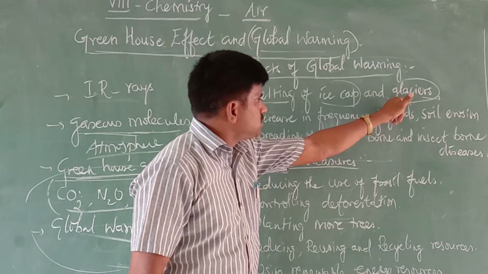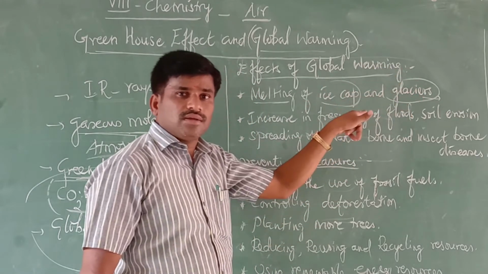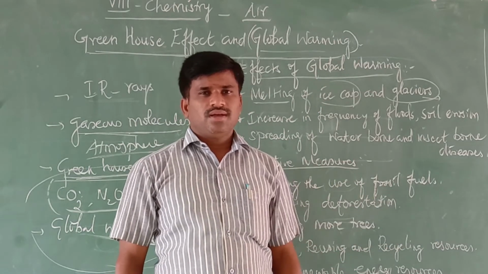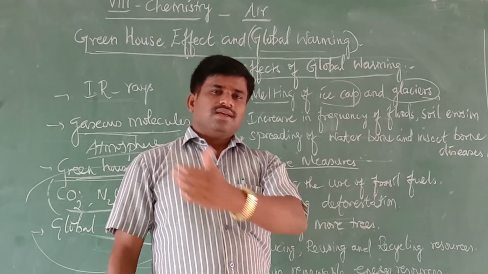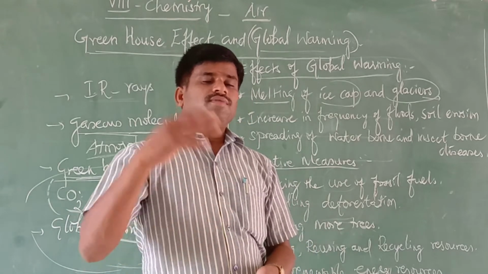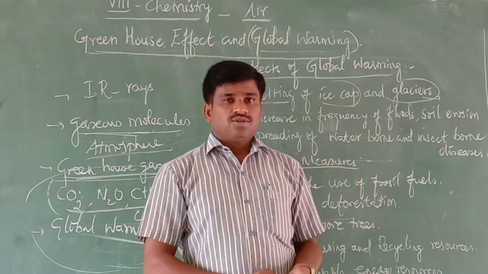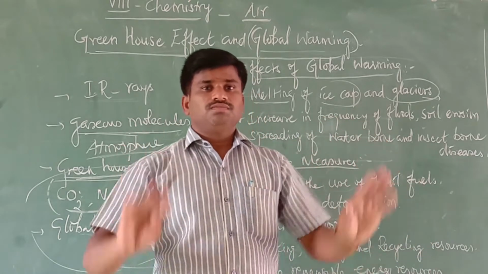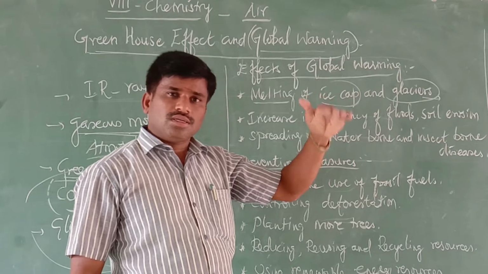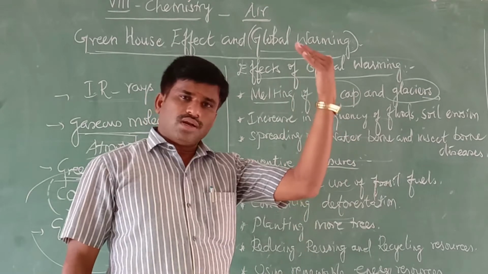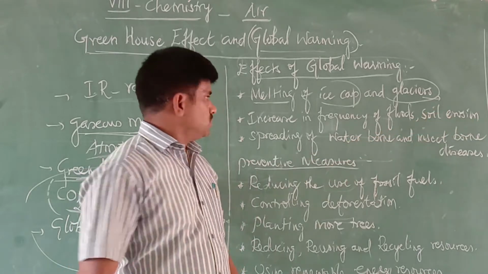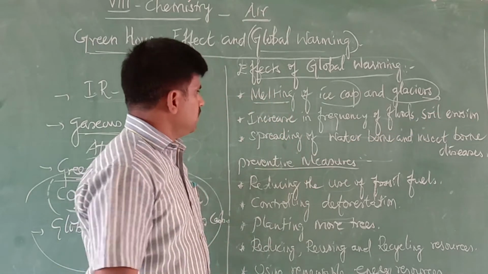When the glaciers and ice caps are melting, the level of water is increasing in the sea and even in the ocean. The people who are living in the region of the ocean, that area is submerged. Yes, this is the reason: the ice cap and glacier is melting and the water level is increasing. Understood? This is the first effect of global warming.